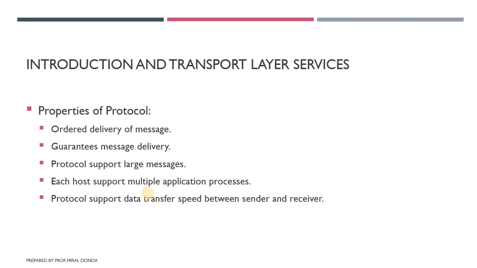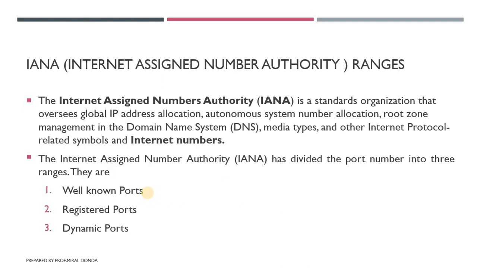Now let's understand which types of protocols are available. The Internet Assigned Numbers Authority is one organization, same as ISO or OSI. So this is one networking community. The Internet Assigned Numbers Authority, also called IANA, is a standard organization that oversees global IP address allocation, autonomous system number allocation, root zone management in the DNS, media types and other Internet protocol related symbols and Internet numbers that are provided by this organization.